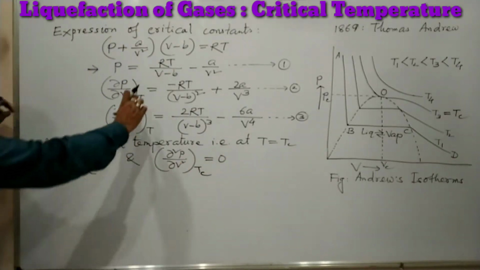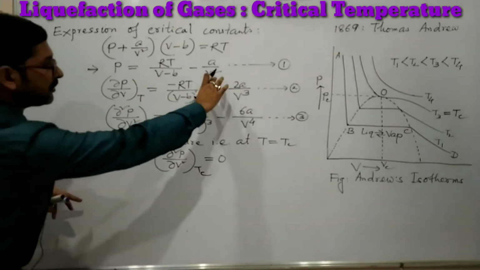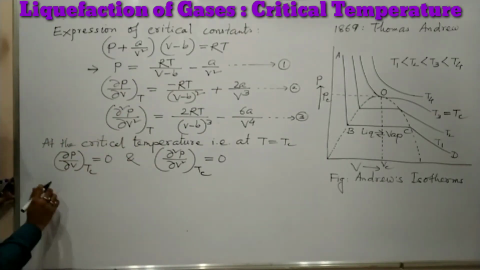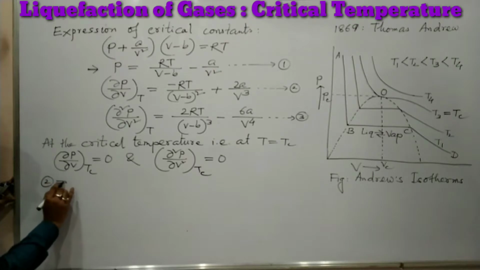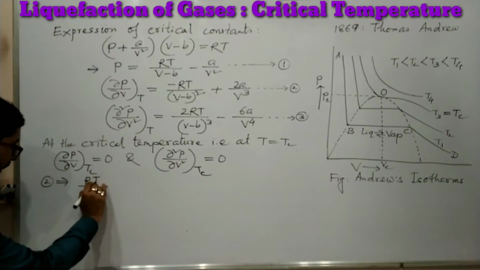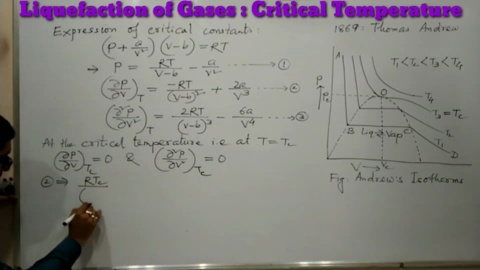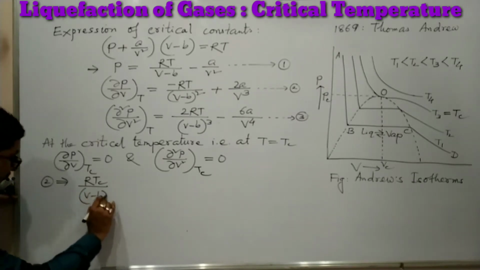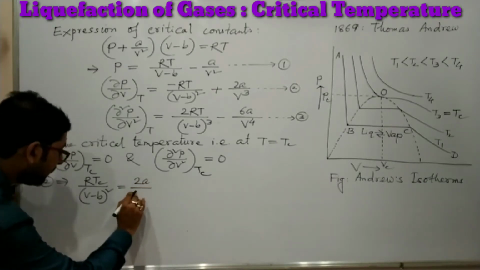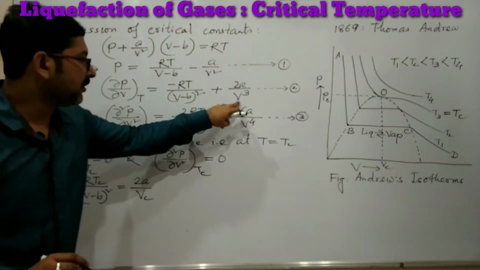Okay, now we have equation number 2 and equation number 3. The right part of equation 2 is 0. This gives us equation 2 implies RTc by (V minus B) whole square is equal to 2A by Vc cubed, because at the critical point this V is actually Vc.